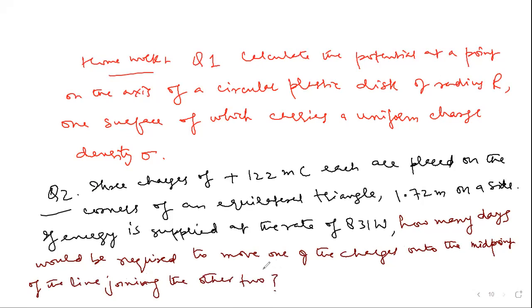I repeat the question. Three charges of plus 122 millicoulomb each are placed on the corners of an equilateral triangle 1.72 meter on a side. If energy is supplied at the rate of 831 watt, how many days would be required to move one of the charges onto the midpoint of the line joining the other two? This is all for today.